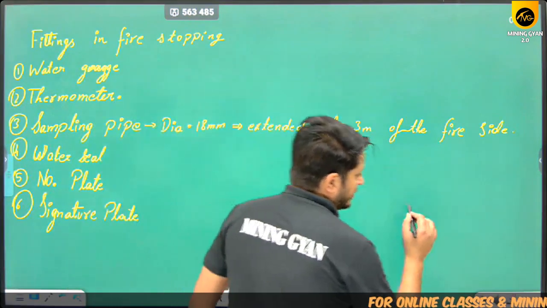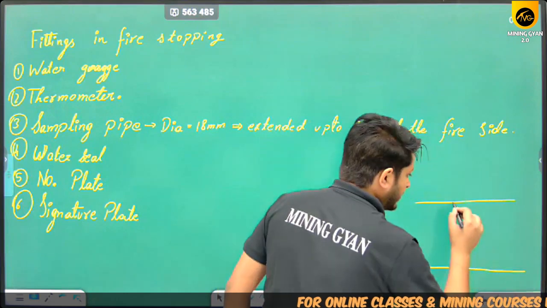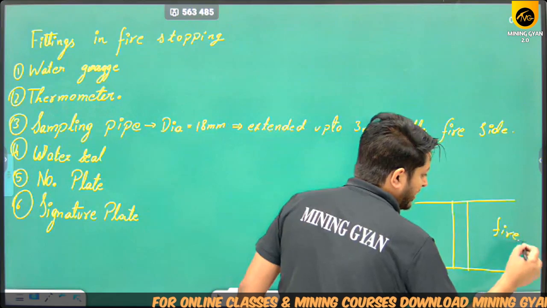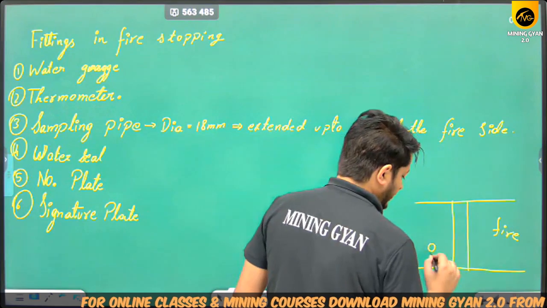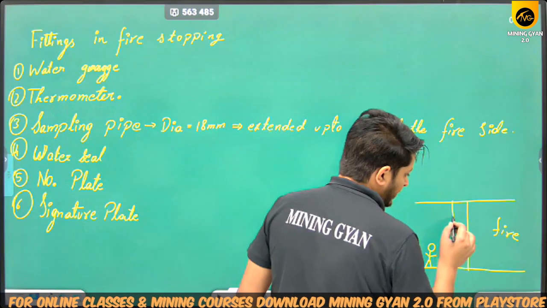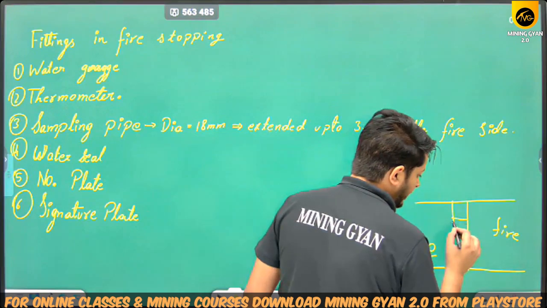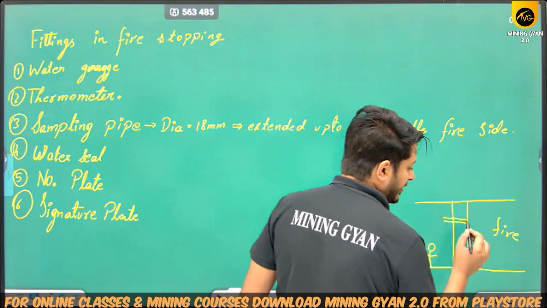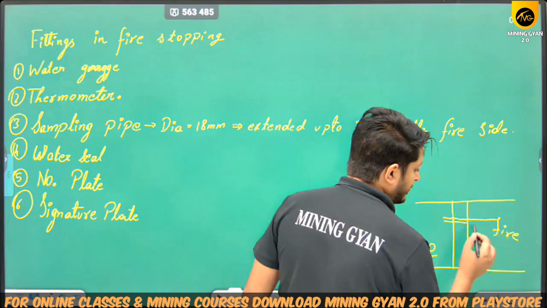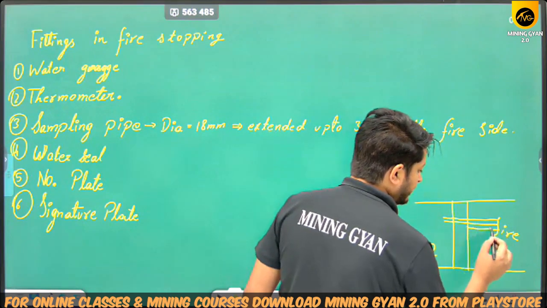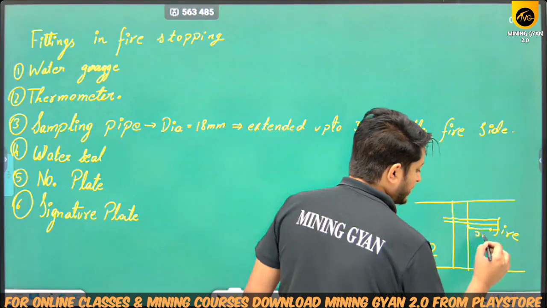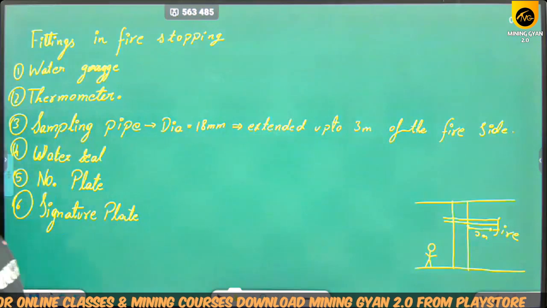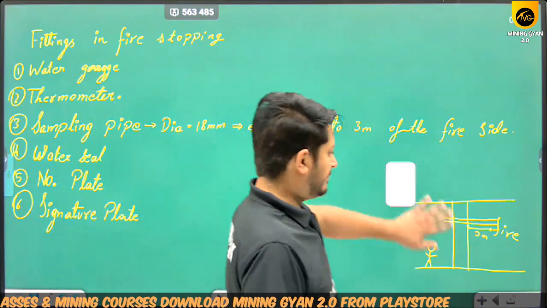Just suppose that this is your gallery, this is your stopping. On this side the fire is burning and on this side you are standing. Okay, you have inserted a sampling pipe. This is your sampling pipe for taking the samples. Okay, and this sampling pipe will be extended up to 3 meters on the fire side.